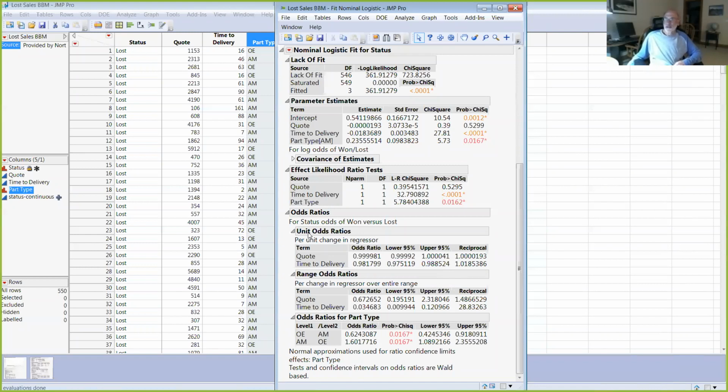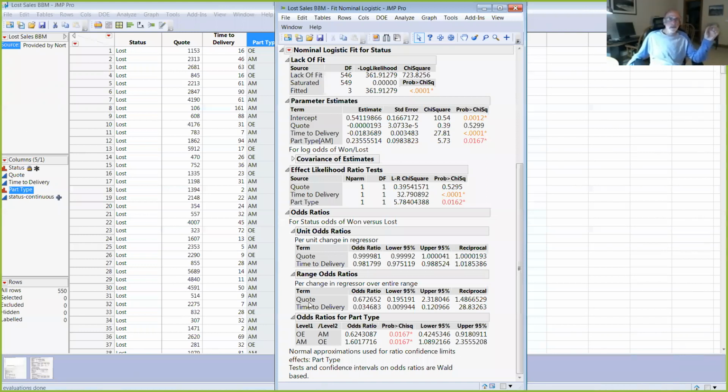Sometimes they're large enough numbers to actually make an interpretation, but often if the units of measurement cover sufficiently large values, prices vary quite a bit or time to delivery varies quite a bit, the impact of a 1 unit change is going to be very small, and so you almost never find a good interpretation of that. The range odds is a better shot, although sometimes they're a little too extreme. This is basically comparing the entire range of that value.